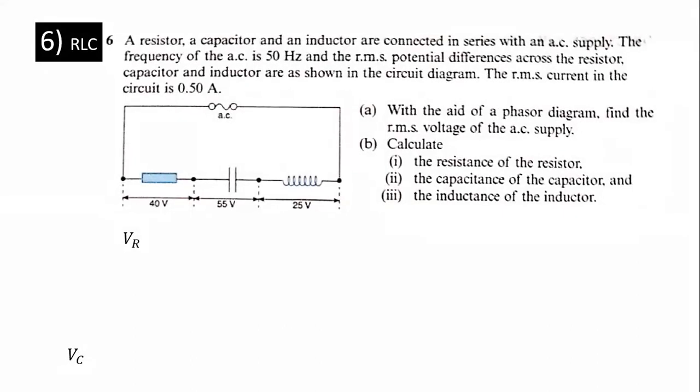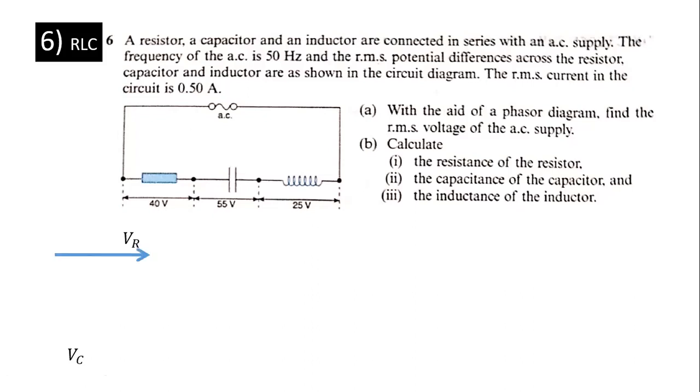Okay, number 6. A resistor, a capacitor, and an inductor are connected in series with an AC supply. The frequency of the AC is 50 Hz. Root mean square potential differences across the resistor, capacitor, and inductor are shown in the diagram. We are given these are root mean square values. Root mean square current is 0.5 ampere. With the aid of a phasor diagram, find the root mean square voltage of the AC.